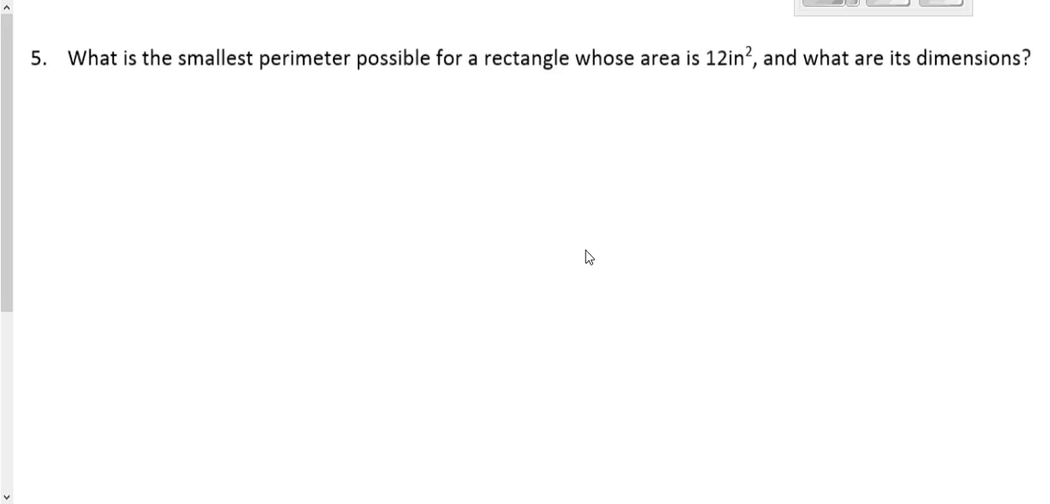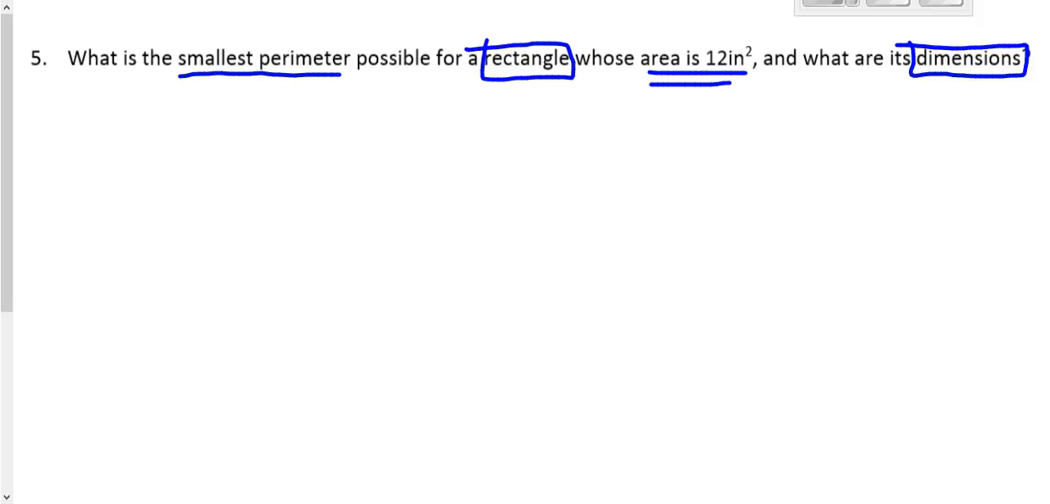Okay, let's look at this last problem. It says, what is the smallest perimeter possible for a rectangle whose area is 12 inches squared? And what are the dimensions? So it not only wants the smallest perimeter, so that's the whole thing, but it also wants the dimensions.